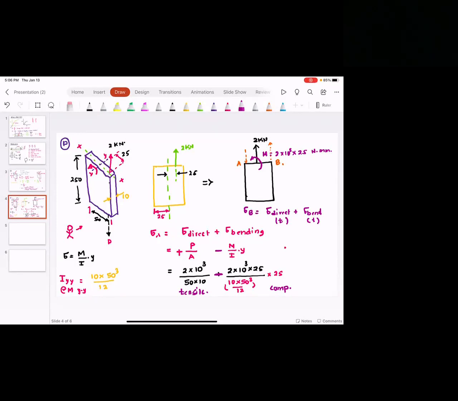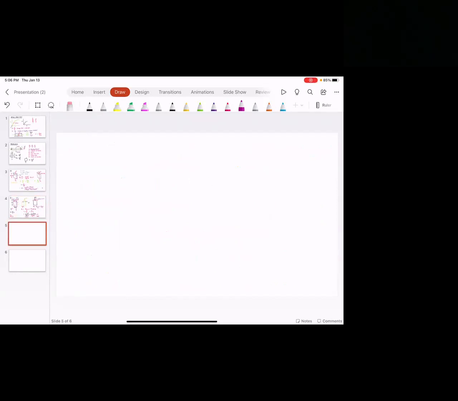Okay, let me take one more problem. And these problems are exactly similar to the problems from homework 1. So I would strongly recommend that today you can start working on the homework 1 problems.